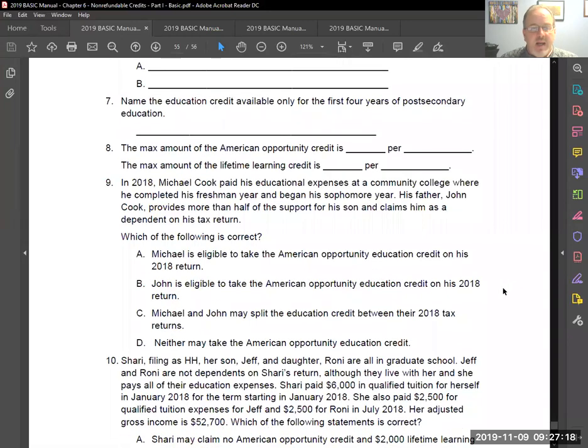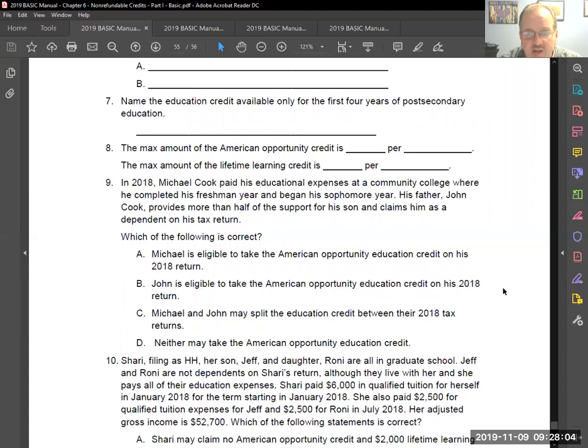Number 9 states that in 2018, Michael Cook paid his educational expenses at a community college where he completed his freshman year and he began his sophomore year. His father, John Cook, provides more than half the support for his son and claims him as a dependent on a tax return. Which of the following is correct? Well, based on some stuff we already talked about, you should really be thinking, okay, who paid it? And now we're looking at John's father, more than half the support, and has him as a dependent on his tax return. We're looking at that qualifying child, or qualifying relative, but in this case, it's somebody that's on the return as a dependent. So he's meeting some tests. So that's the fact. Which of the following is correct, okay?